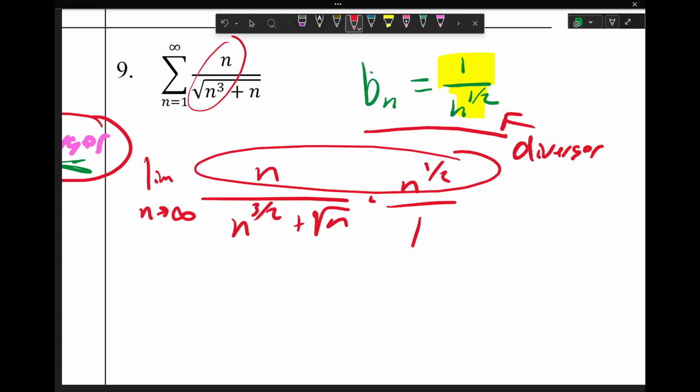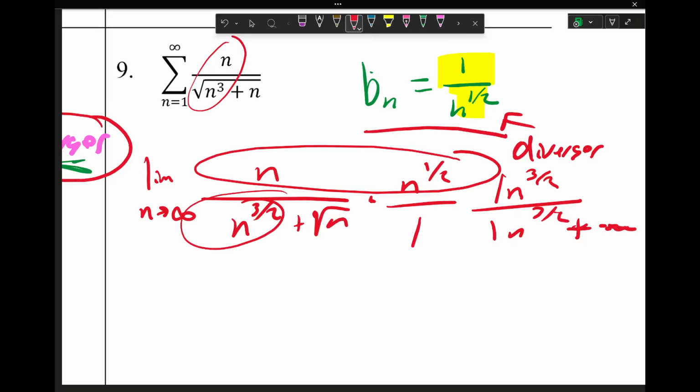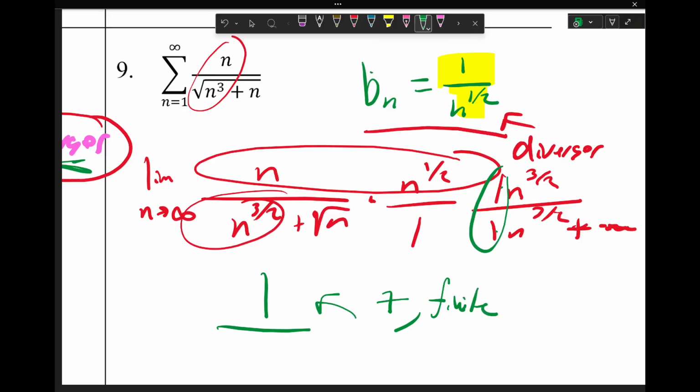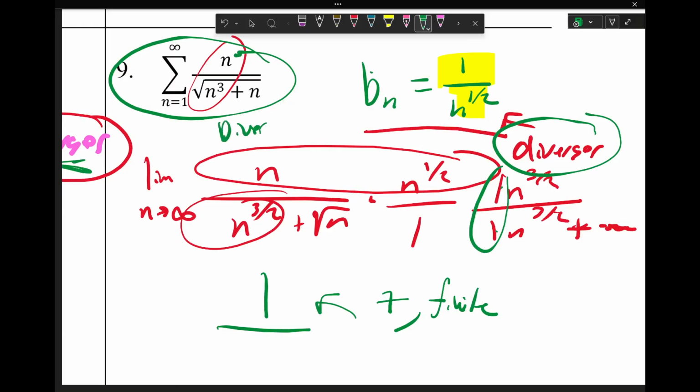Now, this is 1 n to the 3/2. Down here, this is 1 n to the 3/2, plus some other stuff. So the limit as n goes to infinity, since the degrees are equal, is leading coefficient over leading coefficient, and 1 is a positive number, it's also a finite number, therefore the limit comparison test works, which means the answer to this infinite series is the same as the answer to that infinite series. Diverges.